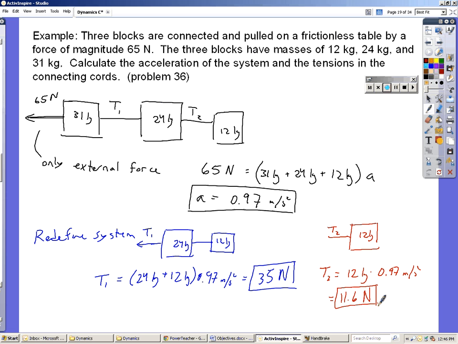Now you'll notice in this problem that the largest force is 65 Newtons, followed by T1, and then by T2. The question is, what if we reverse the order? What if we had the 65 Newton force applied to the 12 kilogram block? How would that change what the strongest and the weakest of the three forces are? Little brain teaser for you.